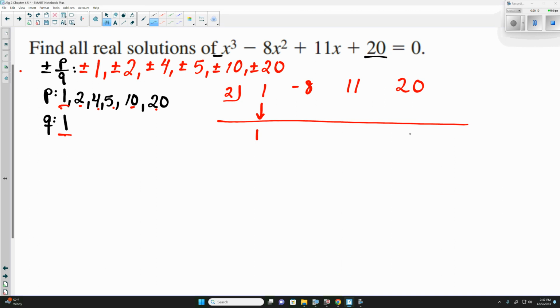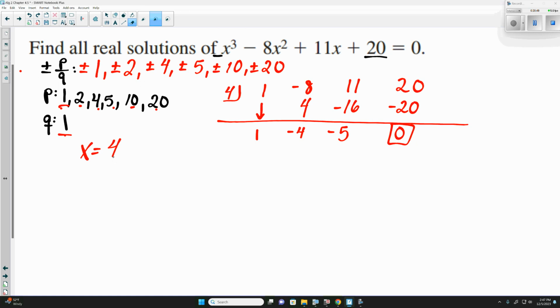Then we can try 4. 4 times 1 is 4, negative 8 plus 4 is negative 4. 4 times negative 4 is negative 16. 11 plus negative 16 is negative 5. 4 times negative 5 is negative 20. And 20 plus negative 20 is 0. Well, so we know x is equal to 4.